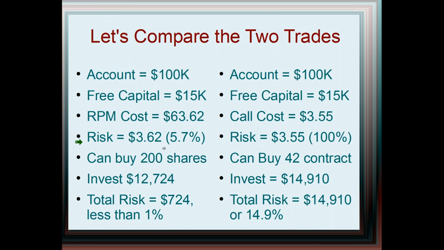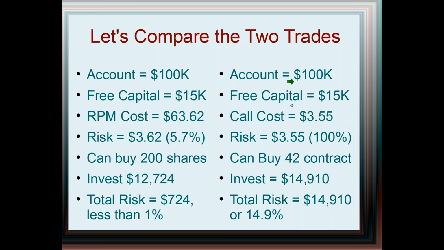Now with $15,000 of free capital, I could buy 200 shares of stock and 2 puts. This would put me at an investment of $12,724 of my available $15,000. But the risk is still only $724, which is under 1% of my total portfolio value. So that's forcing an ideal size trade.